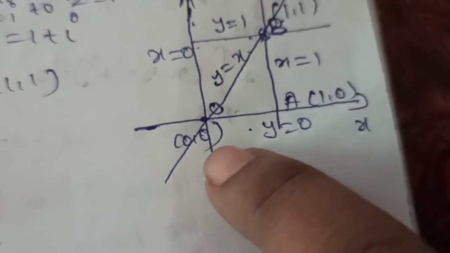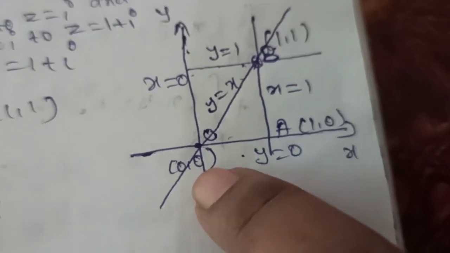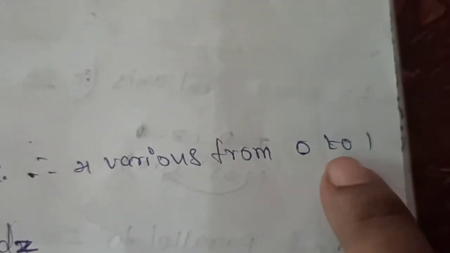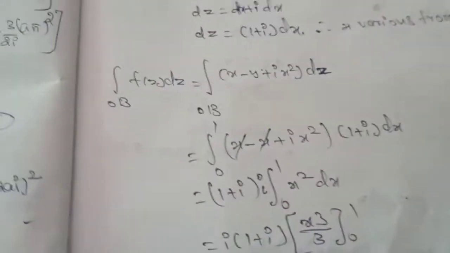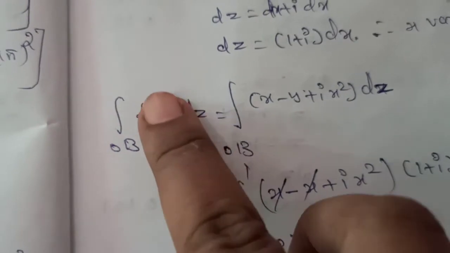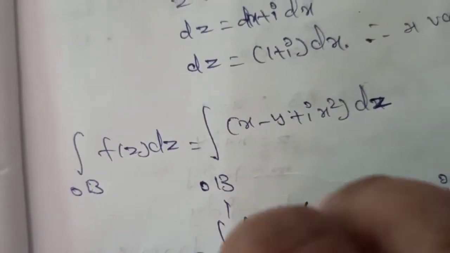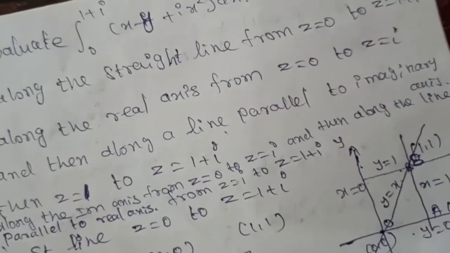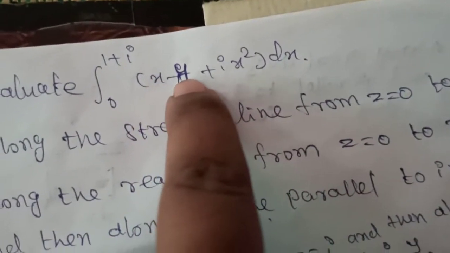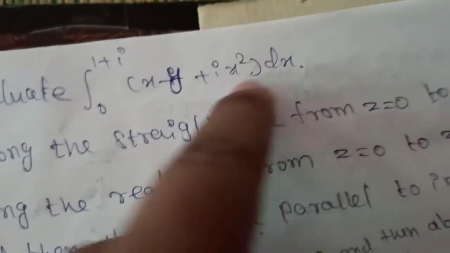So actually we need it for the x values only. So take the x values limit 0 to 1. Therefore x varies from 0 to 1. Along OB, the integral is the integration of f(z) dz. What is the given f(z)? f(z) = x minus y, that is the integration of f(z) dz.